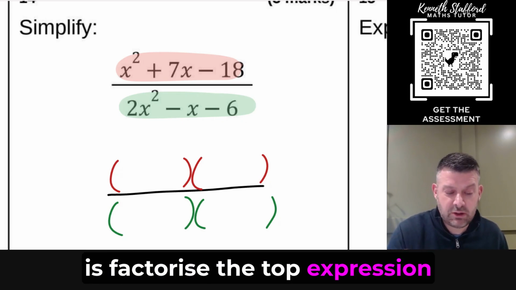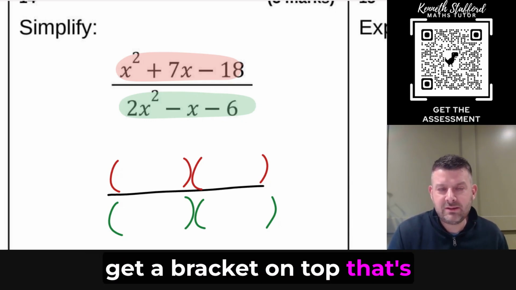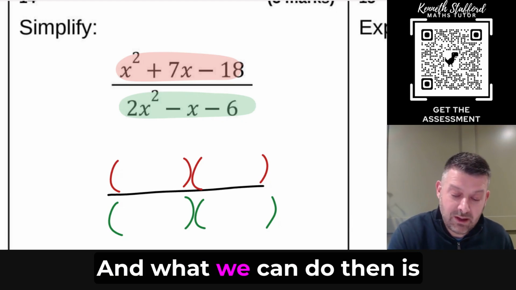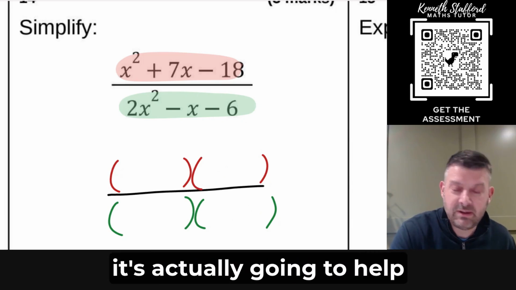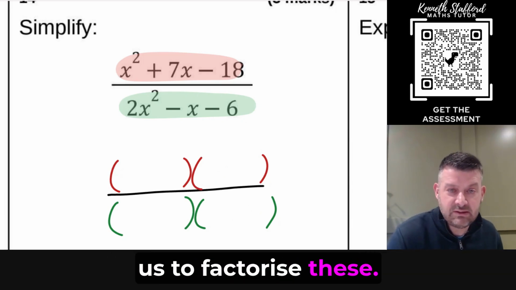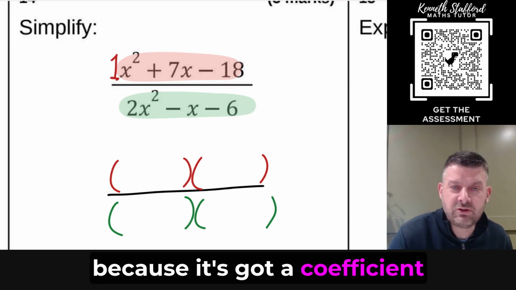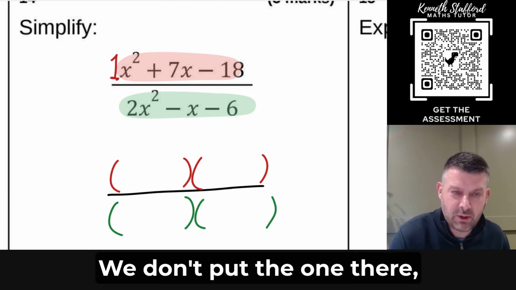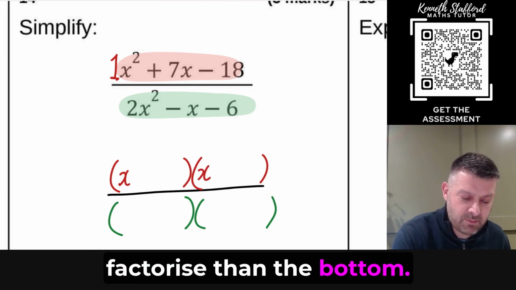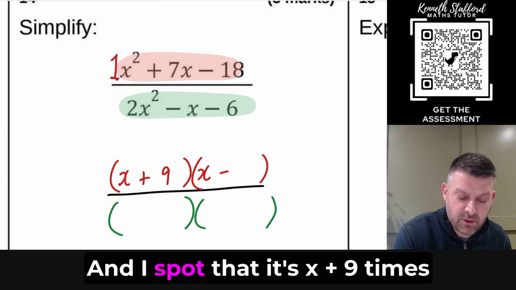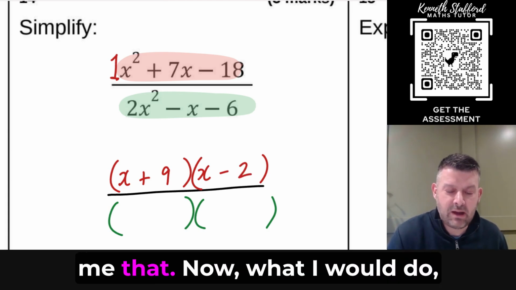the top expression and the bottom expression. And what we're expecting is to get a bracket on top that's the same on bottom. And what we can do then is just cross them out. So knowing that's what's going to happen, it's actually going to help us to factorize these. I would always factorize the top because it's got a coefficient of x squared of 1. We don't put the 1 there, but it is. It's going to be much easier to factorize than the bottom. And I spot that it's x plus 9 times x minus 2 that expands to give me that.